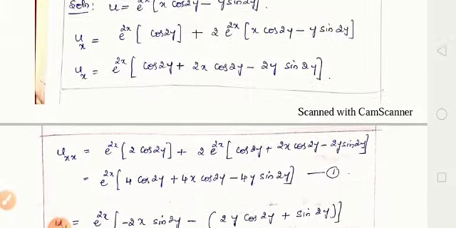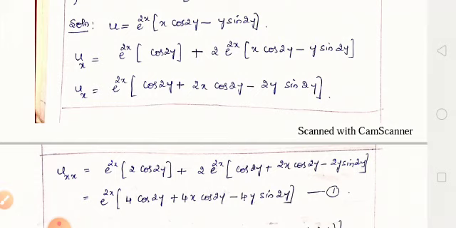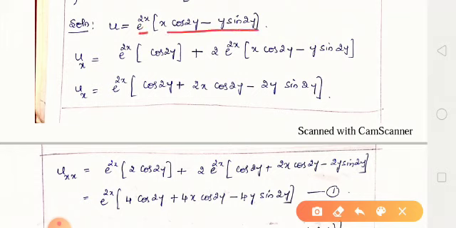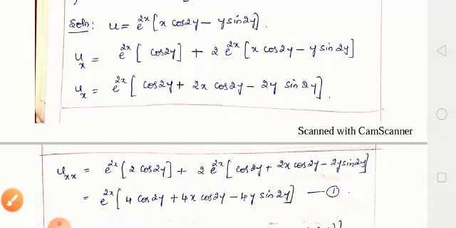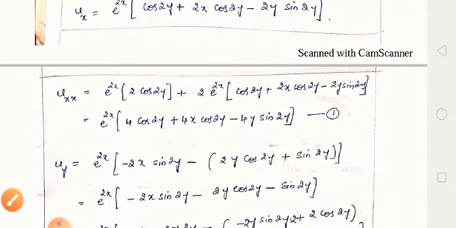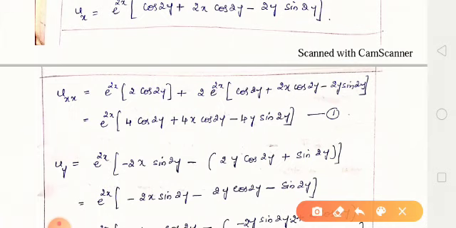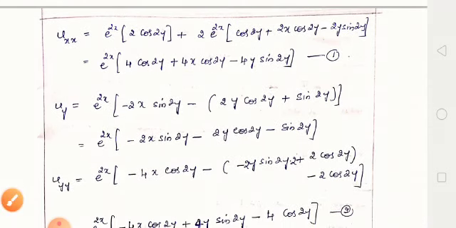Now we want u yy. For that purpose, first we differentiate u partially with respect to y. Here you observe this is constant and here we have a function of y. So while differentiating partially with respect to y, here we have to apply the product rule. So u y is e power 2x into minus 2x into sin 2y minus, after applying the product rule for the second term, we will get 2y into cos 2y plus sin 2y. Simplify this, we will get the expression for u y.